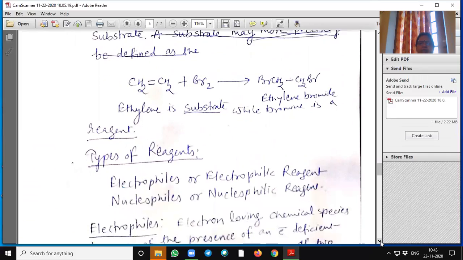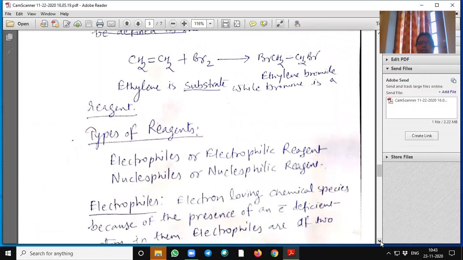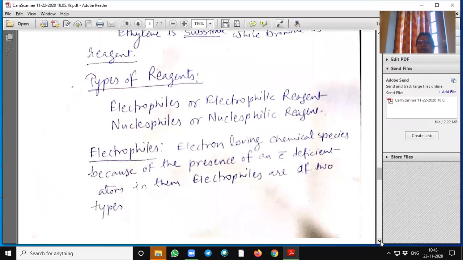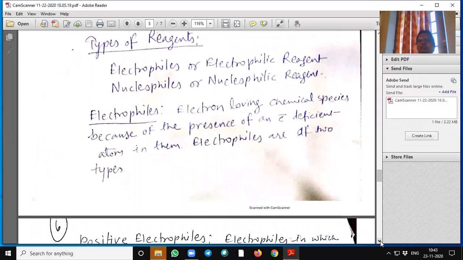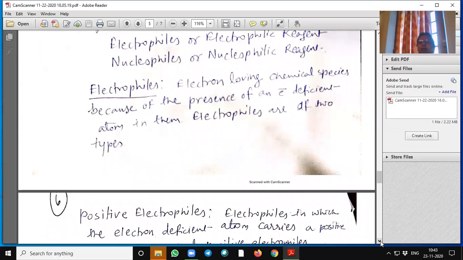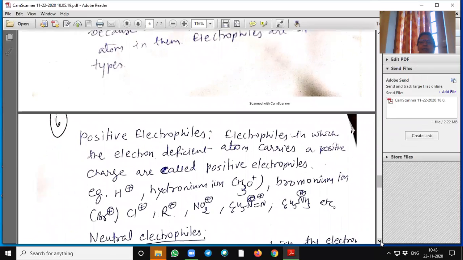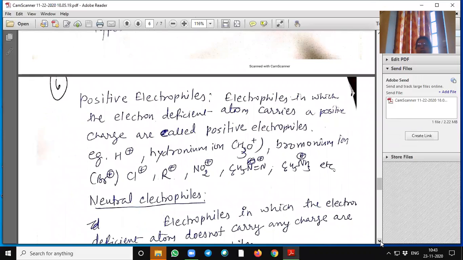Types of reagents: electrophiles or electrophilic reagents, and nucleophiles or nucleophilic reagents. Electrophiles are electron-loving chemical species because of the presence of an electron-deficient atom. They are of two types: positive electrophiles and neutral electrophiles. Positive electrophiles are electrophiles in which the electron-deficient atom carries a positive charge.